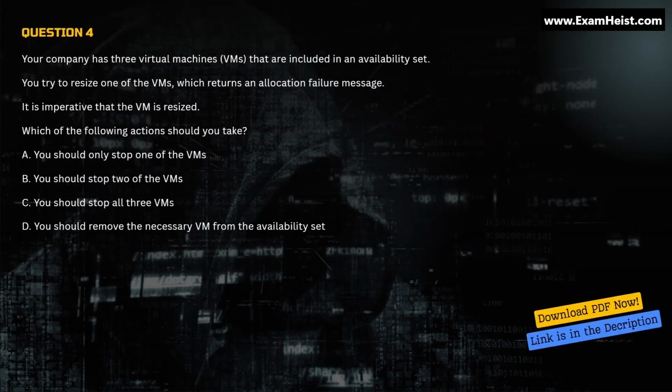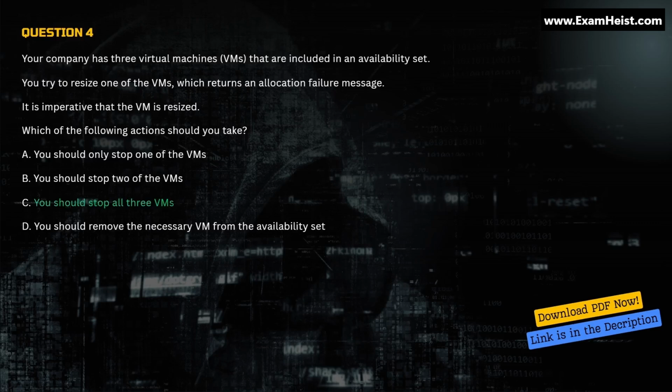Question 4. Your company has 3 virtual machines, VMs, that are included in an availability set. You try to resize one of the VMs, which returns an allocation failure message. It is imperative that the VM is resized. Which of the following actions should you take? A. You should only stop one of the VMs. B. You should stop 2 of the VMs. C. You should stop all 3 VMs. D. You should remove the necessary VM from the availability set.